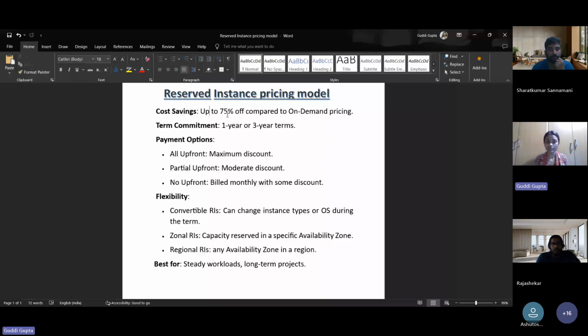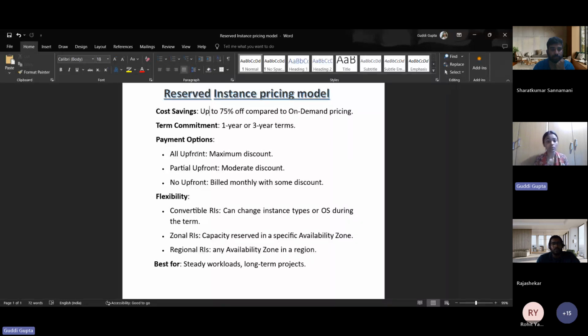The reserve instance pricing model also provides different payment options. First is all upfront: we pay all the cost at the beginning when we create the instances, and we get the maximum discount. Second is partial upfront: we do not pay all the money at that moment, we pay in parts, for example some at the start of the month and the rest at the end of the month. In this we get a moderate level of discount, not the maximum.